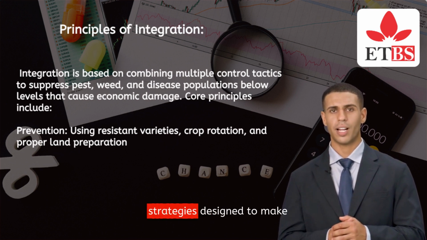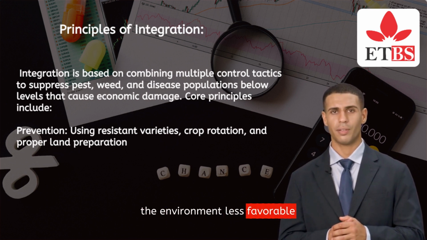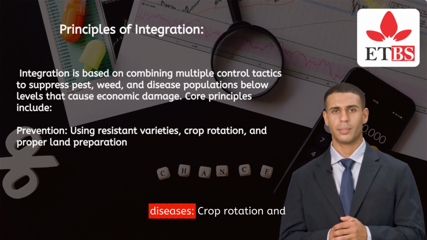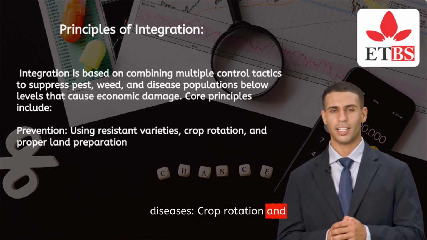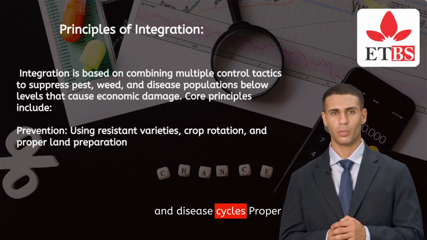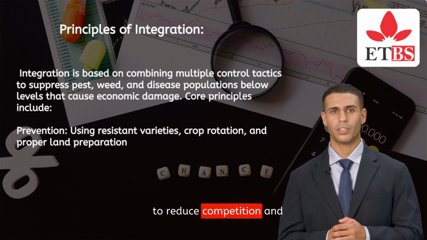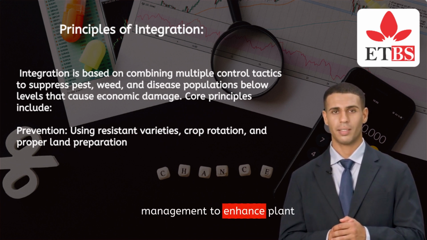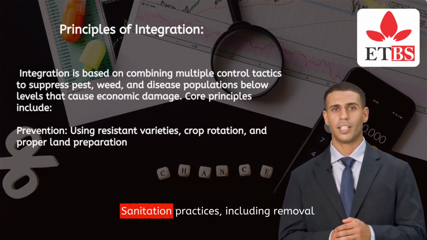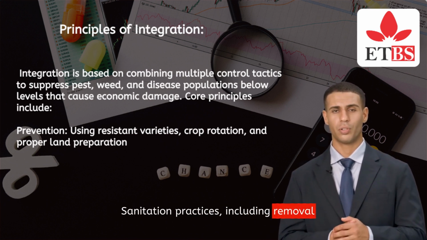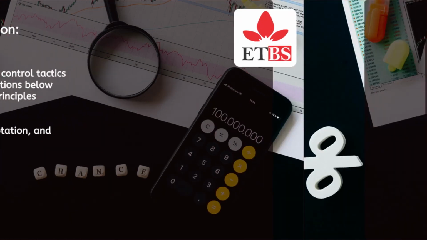Cultural control measures. These are preventive strategies designed to make the environment less favorable for pests, weeds, and diseases. Crop rotation and intercropping to break pest and disease cycles. Proper planting dates and densities to reduce competition and disease spread. Soil fertility management to enhance plant vigor and natural resistance. Sanitation practices, including removal of crop residues and weed control.